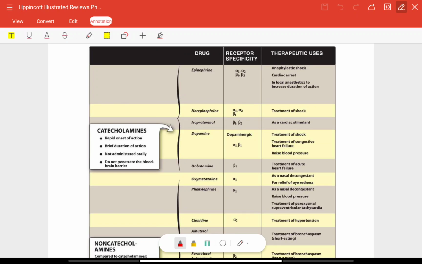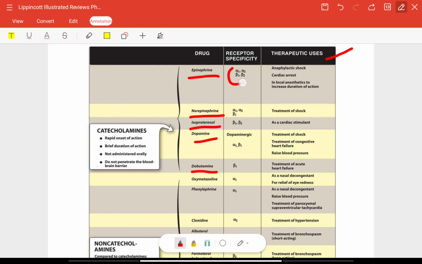We are going to continue adrenergic drugs. Now here is a summary table for therapeutic uses of these drugs. We first will study the catecholamines. Catecholamines are five: epinephrine, norepinephrine, isoproterenol, dopamine, and dobutamine.